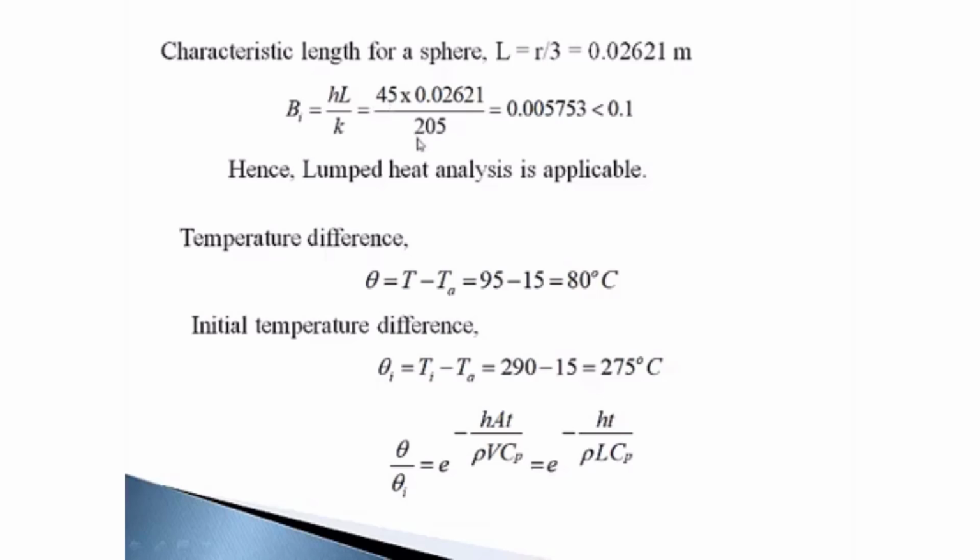Now the Biot number is hL by k. Substituting for the characteristic length, and the heat transfer coefficient is already known, 45, thermal conductivity is 205. So we get the Biot number as 0.005753, which is less than 0.1.